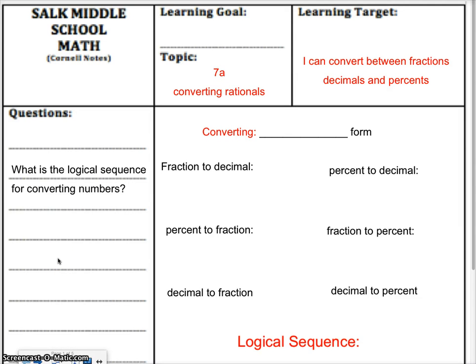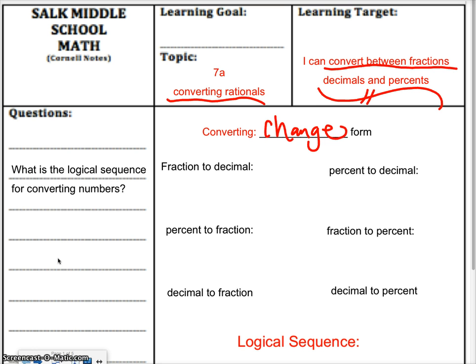Today we are going to get into the first part of our percent unit, and our topic today is going to be to convert rationals, and it's crucial for you to know how to do this. Your learning target: you can convert between fractions, decimals, and percents. First thing you need to know is what converting means. Converting just means to change form, to go from one form to another.